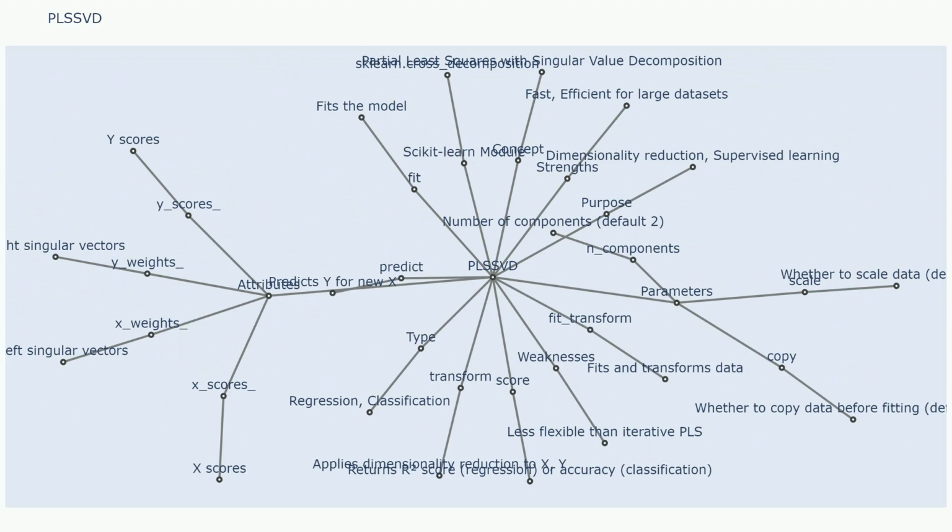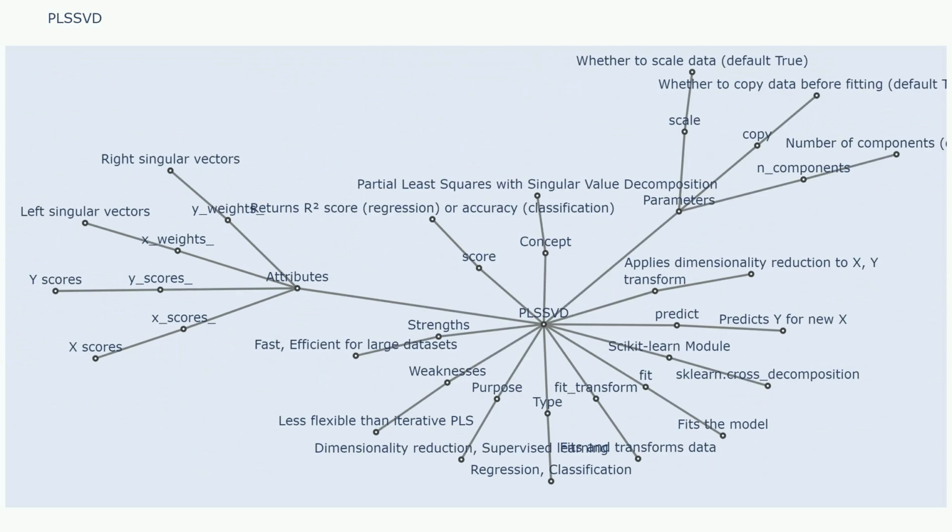Application domains. 1. Chemometrics. PLSSVD shines in chemometrics for analyzing spectroscopic data, relating spectra to chemical properties or concentrations. 2. Bioinformatics. It finds extensive use in bioinformatics, analyzing gene expression data to identify biomarkers or understand biological processes. 3. Marketing and customer segmentation. PLSSVD can analyze customer data to understand buying behavior and create effective marketing strategies.